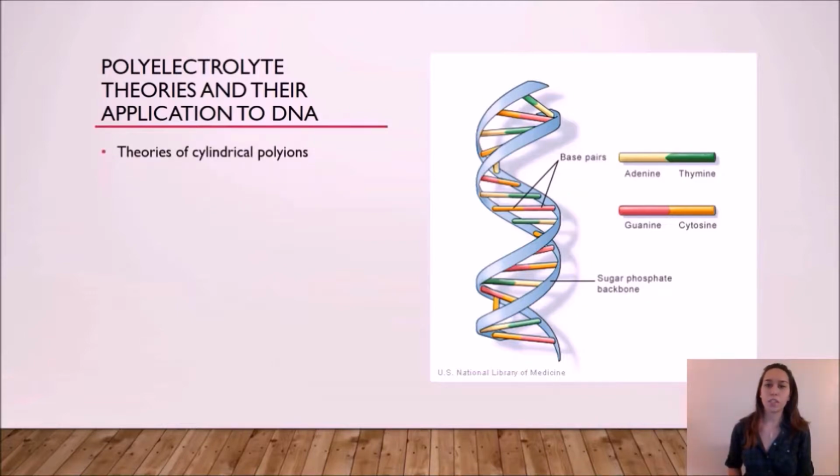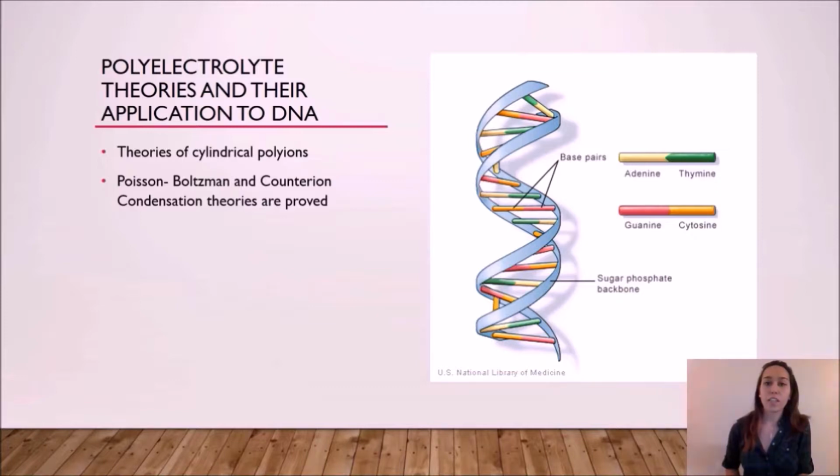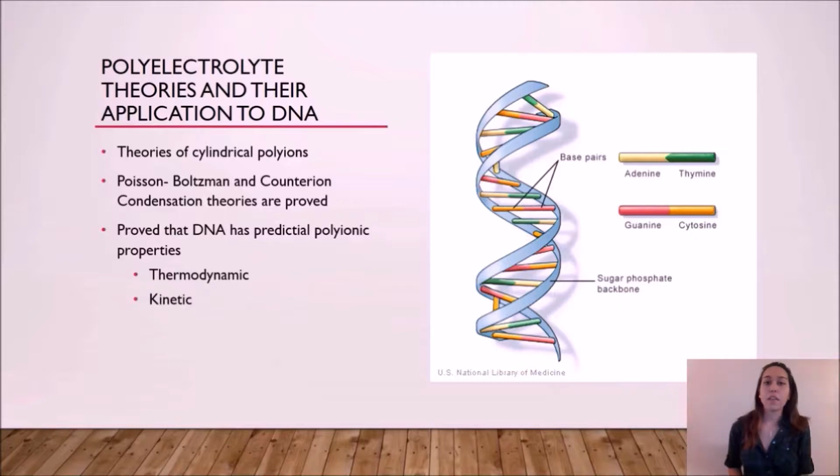The team first questioned if DNA behaved like other cylindrical polyions, then did a careful statistical analysis of the Poisson-Boltzmann and the counter-ion condensation theories and compared them to previously known polyelectrolytes. They discovered that the thermodynamic, kinetic, hydrodynamic, and molecular properties of DNA are similar to rod-like polyions. This meant that biological material such as DNA behaves like other polyelectrolytes and has predictable properties.